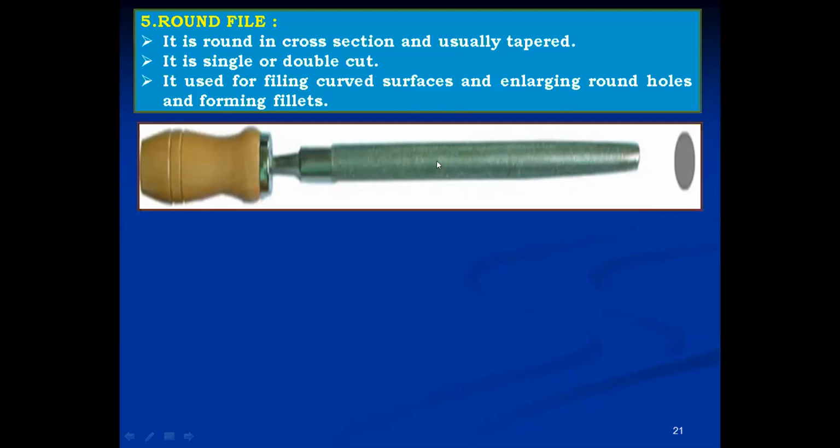What is the use of this file? Filing on curved surfaces and enlarging round holes. For example, this round hole, enlarging the round holes. So already the hole is there, and we are enlarging that hole. So we are using the round file, and forming the fillets also by this type of file. That's called round file.